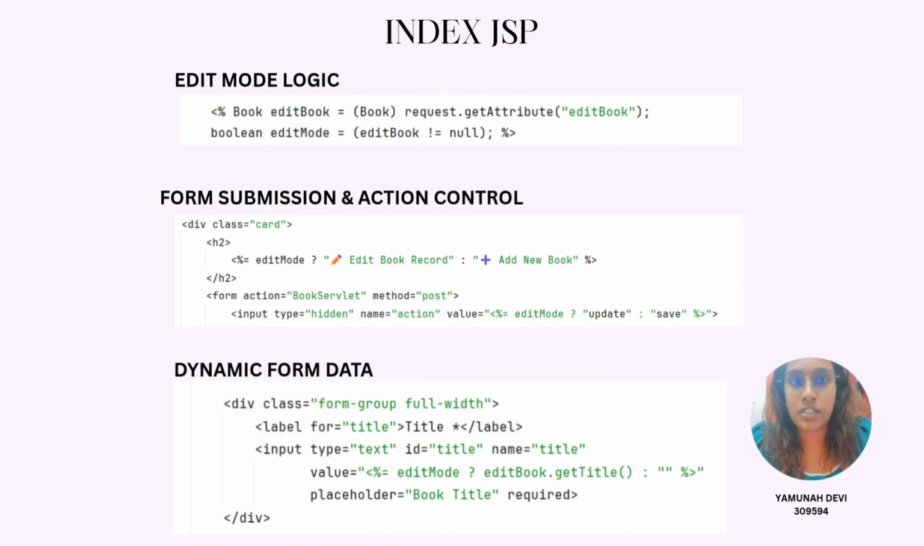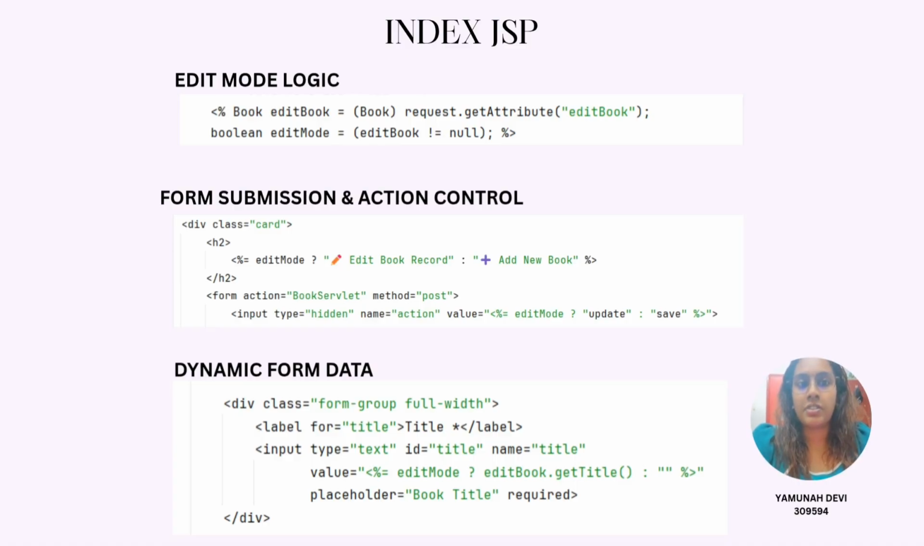If the object exists, the edit mode becomes true. This allows the system to switch the form into update mode and display existing book information automatically. And then next I'm going to explain about the form submission and action control.